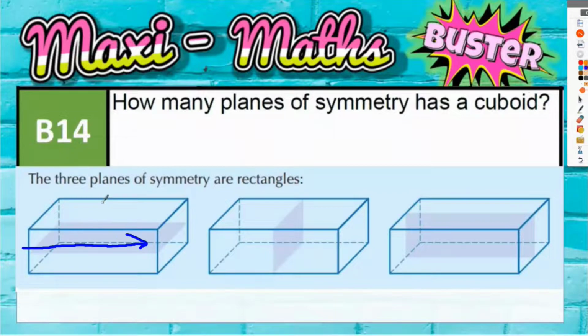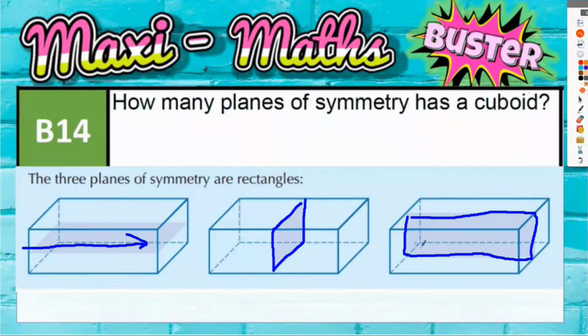sideways like that. So you've got a top and bottom half. You could slice it down the middle like that. So you've got a left half and a right half. And you could slice it across the middle like that. So you've got a front half and a back half. And they are the only three ways of doing it.